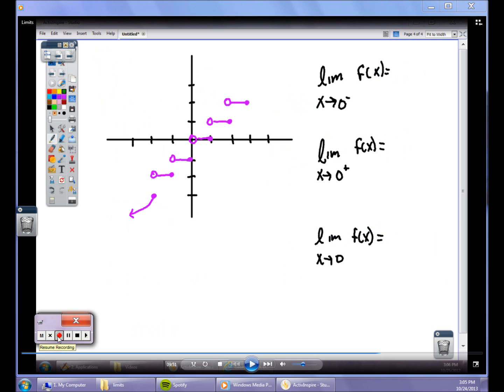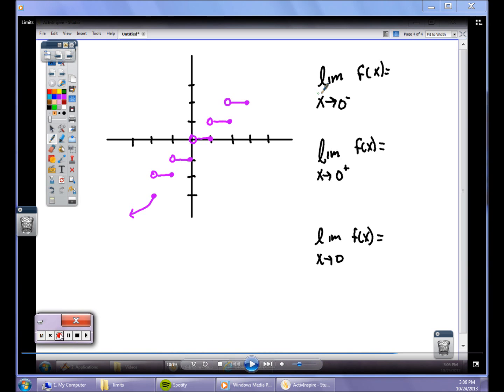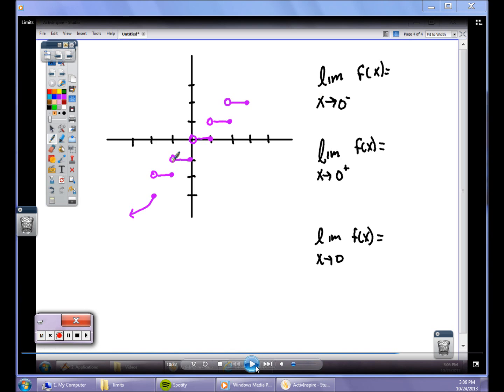Here's the next graph that I'm going to play around with. I'm going to start out by finding the limit as x approaches 0. I'm going to have to find the limit as x approaches 0 from the left and the limit as x approaches 0 from the right. The limit as x approaches 0 from the left, following my cursor, follows along the little horizontal segment until I reach a value of negative 1.